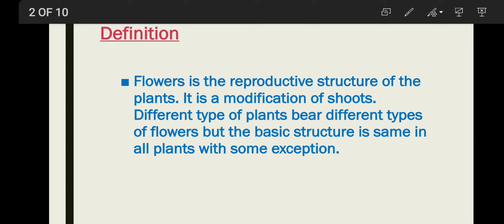So what are the necessary flower parts? They are described in four components. Basically they are calyx, corolla, stamens and pistils. So a flower is a modified condensed shoot specialized to carry out sexual reproduction in higher plants.